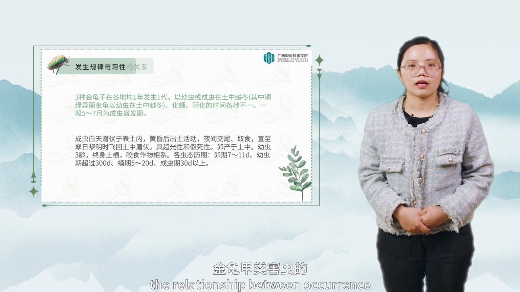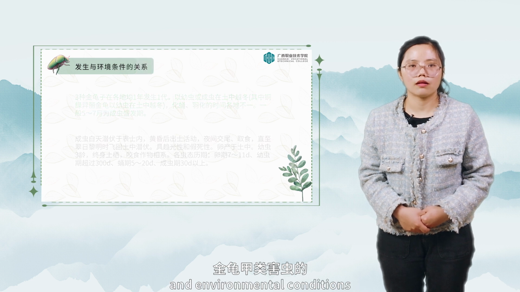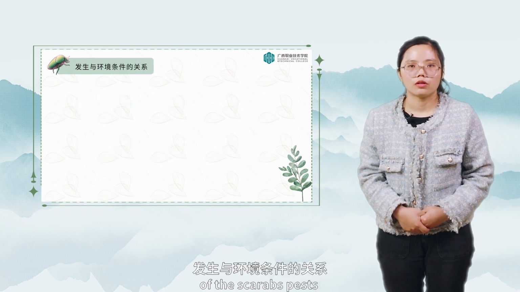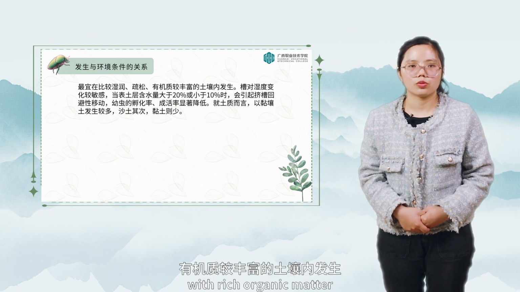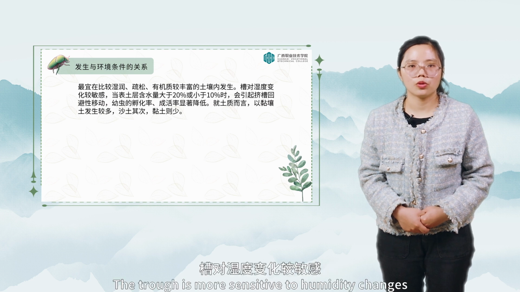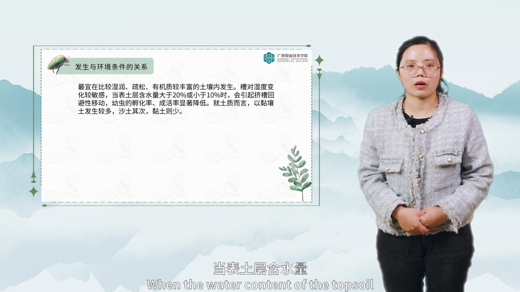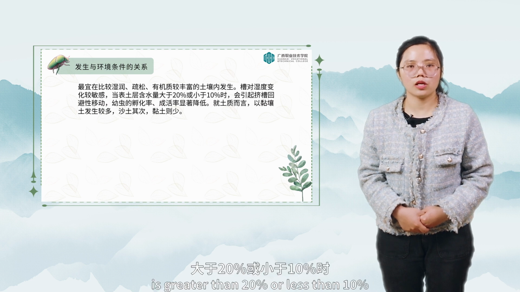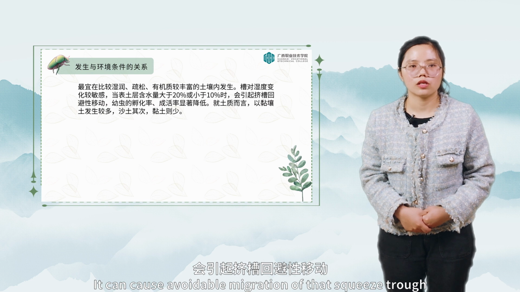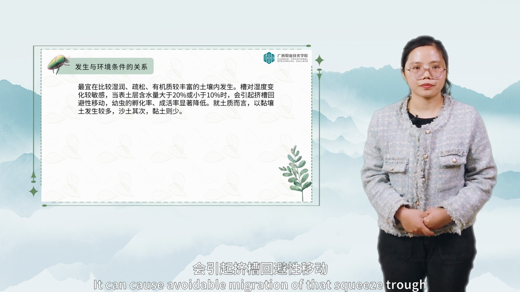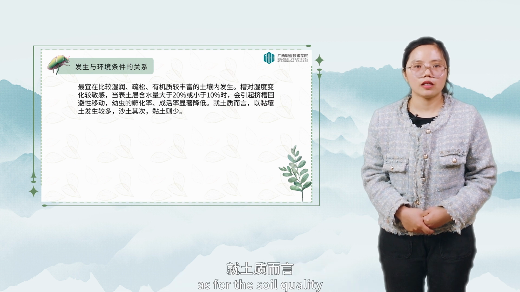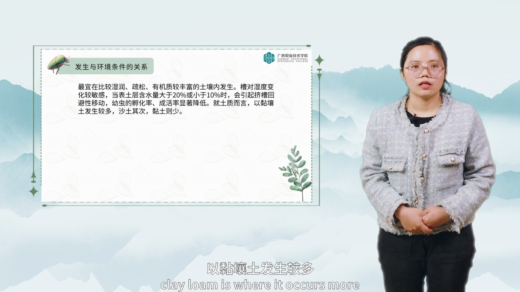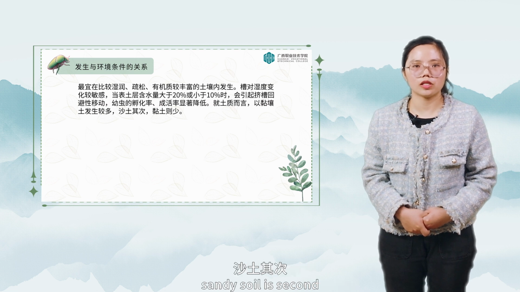Next, we will learn the relationship between occurrence and environmental conditions of the scarab pests. The outbreak mostly occurs in relatively humid and loose soil, with rich organic matter. The grubs are more sensitive to humidity changes. When the water content of the topsoil is greater than 20% or less than 10%, it can cause avoidable migration of the grubs and remarkably reduce the survival rate and the hatching rate of the larvae. As for the soil quality, clay loam is where it occurs more. Sandy soil is second, clay is less.